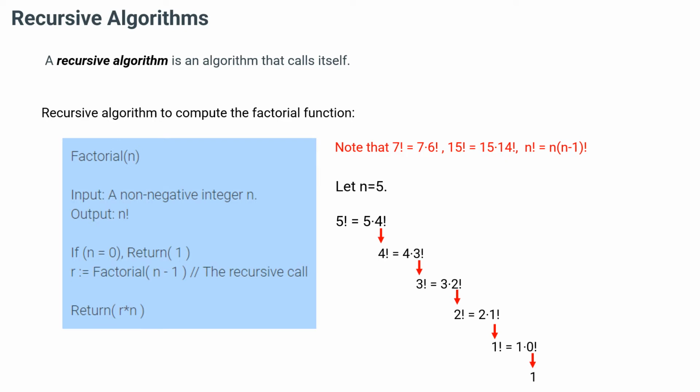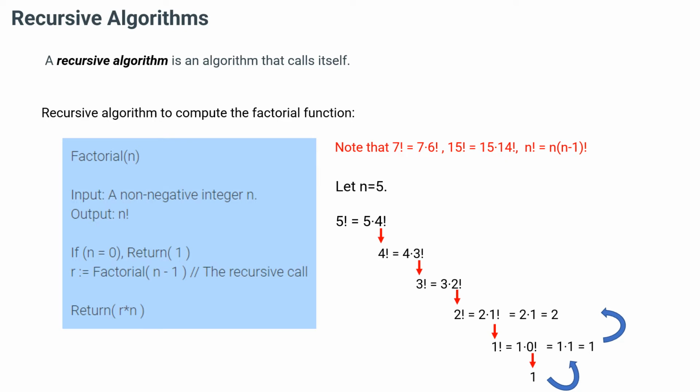Now that 0 factorial has been returned, we can take that 1 and put it in place of 0 factorial to find what 1 factorial was. So it would be 1 times 1, which gives us 1. Now that we know what 1 factorial is, we can put that into our return for 2 factorial. So 2 factorial would be 2 times 1, and that gives us a 2.